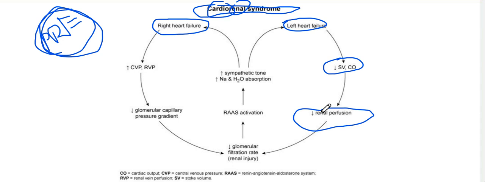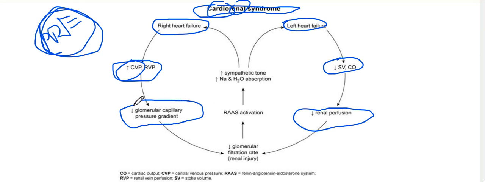So if we see, on the other hand, when there is right heart failure, there is actually a back pressure that causes an increase in central venous pressure. And when there is increased central venous pressure, that ultimately leads to decreased glomerular capillary pressure gradient. Now what is this? In simple words, we have to find out what is actually the decreased glomerular capillary pressure gradient.